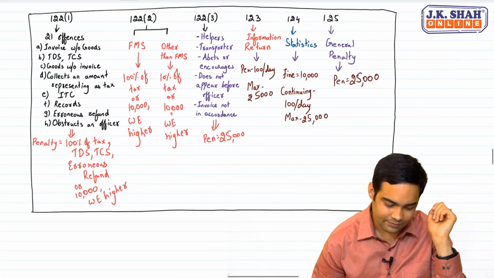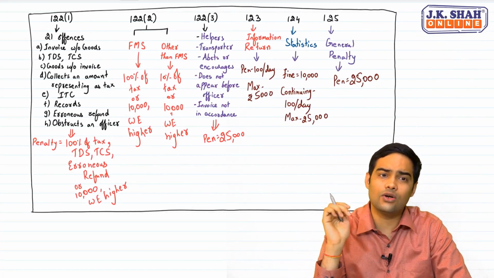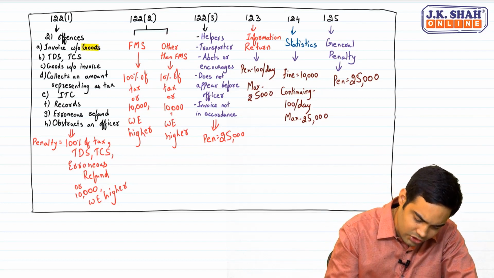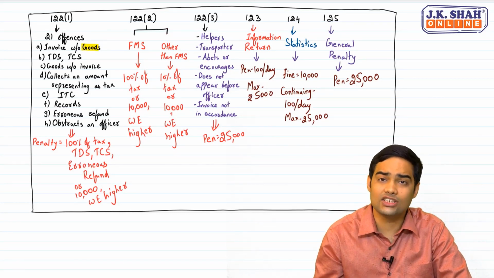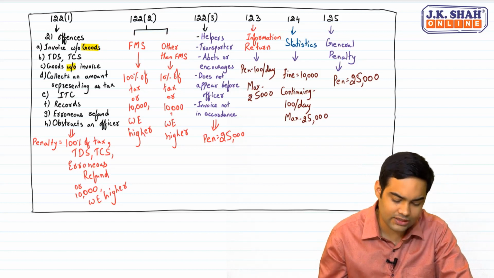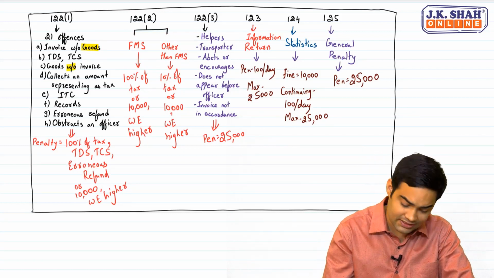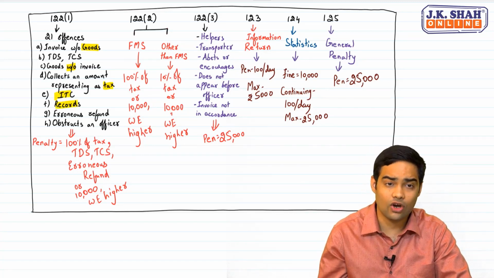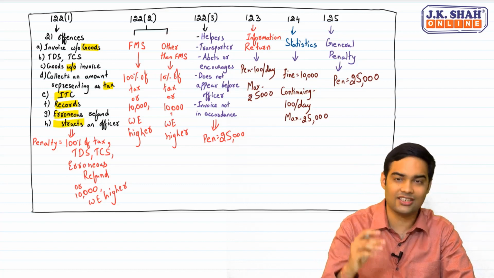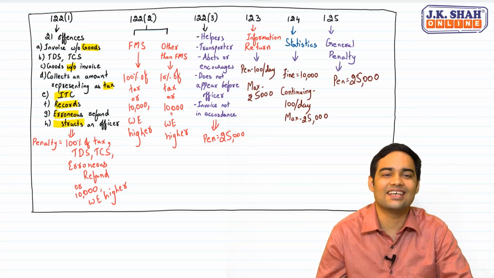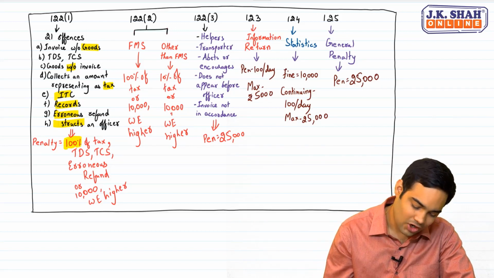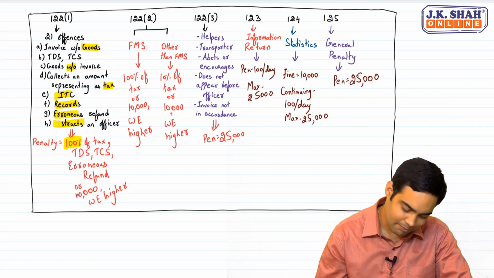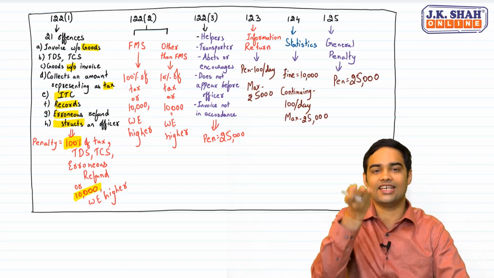See this. 122(1) lists down 21 offences. Some offences out of that are invoice being supplied without goods, TDS or TCS non-payment, goods being supplied without invoice, collecting an amount representing it as tax, ITC related offences, falsification of records, erroneous refund, and obstructing or stopping an officer. Penalty is 100% of the tax amount, or TDS not deposited, TCS not deposited, or erroneous refund, compared to 10,000, whichever is higher.